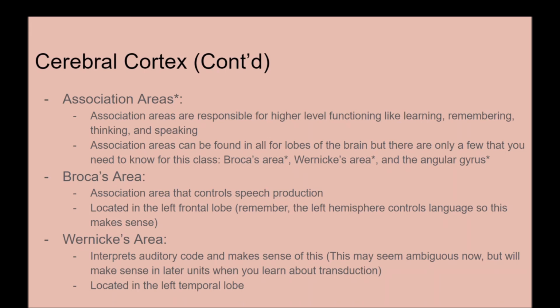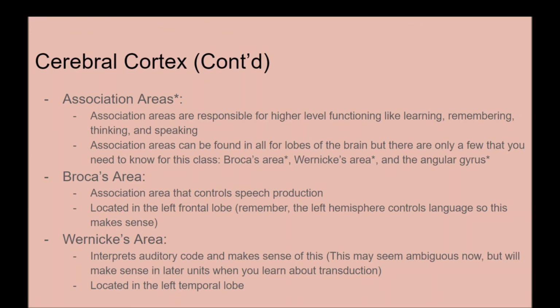When we talk about the cerebral cortex, we also want to talk about association areas, which are responsible for higher level functioning like learning, remembering, thinking, and speaking. Association areas can be found in all four lobes of the brain, but there are only a few that you need to know. You need to know Broca's area, Wernicke's area, and the angular gyrus.